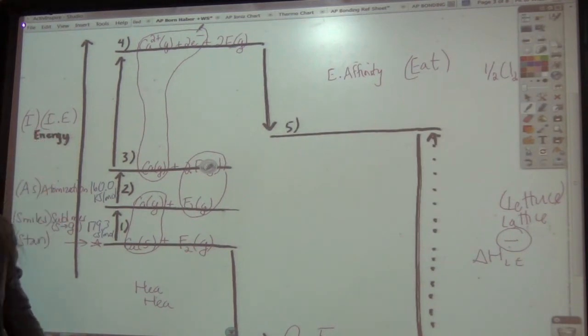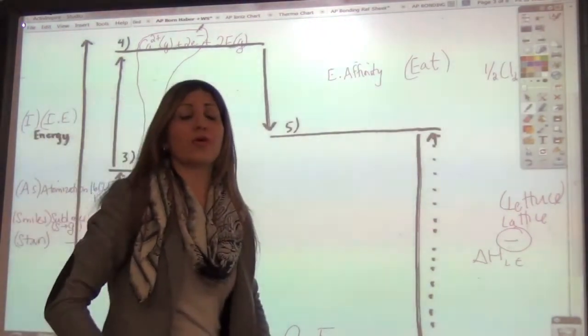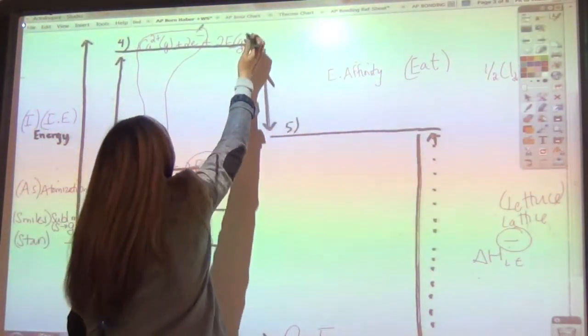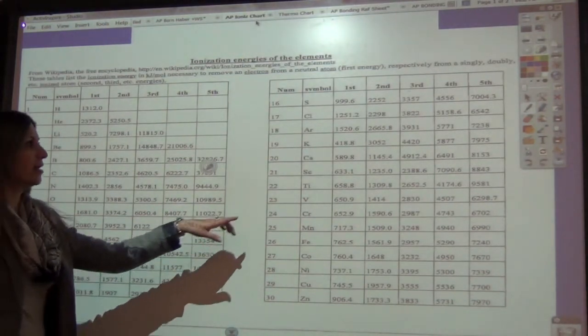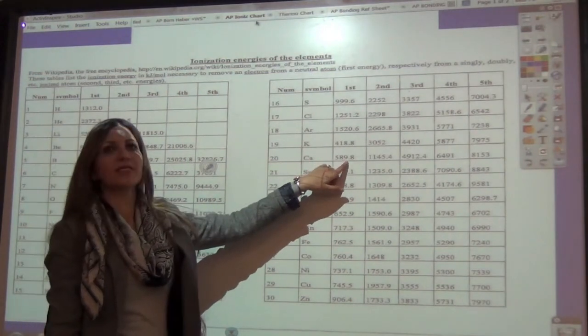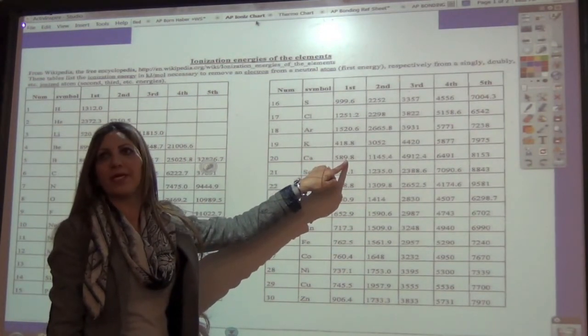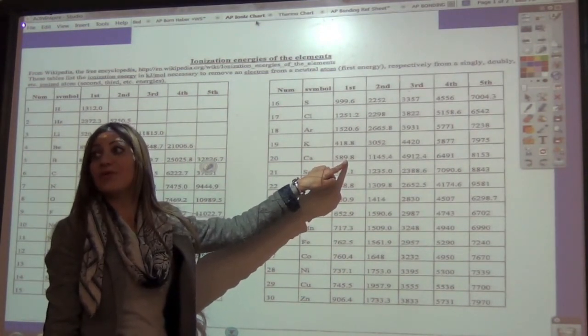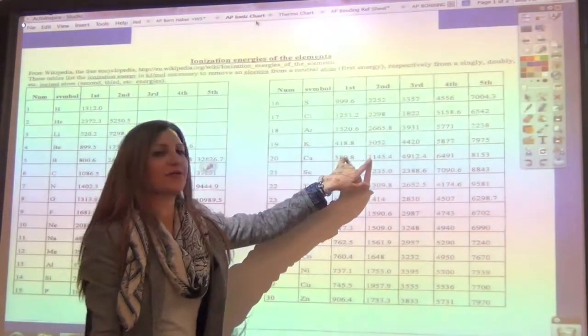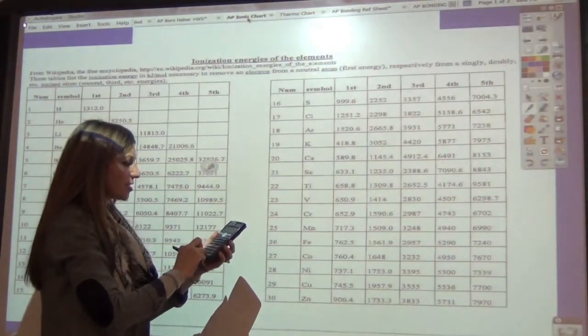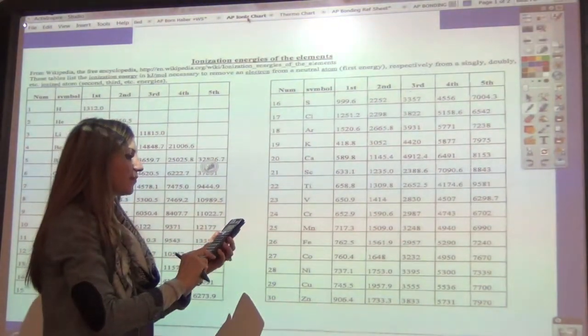I'm not looking at my thermo chart now, because if you start looking for this on your thermo chart, you're not going to find it. We're going to look at our ionization chart, that's right here, and we're going to find calcium on there. So what happens when calcium loses an electron? Well, the first electron is right there. So do I multiply it by 2? No, you add the 2 together. 589.8 plus 1145.4.